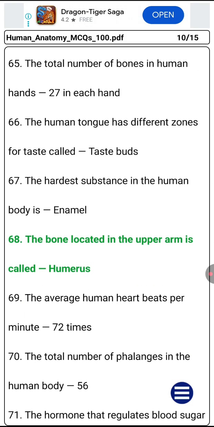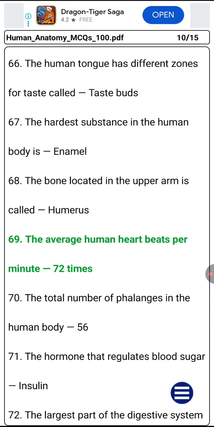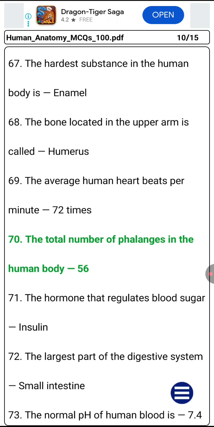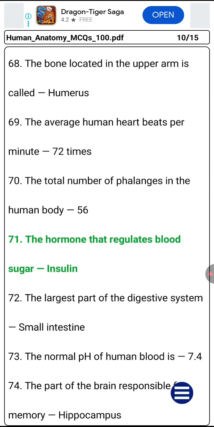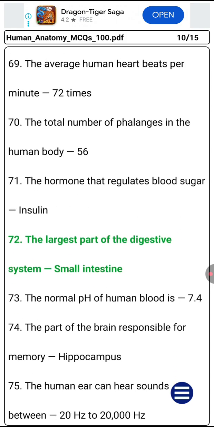68. The bone located in the upper arm is called humerus. 69. The average human heart beats per minute 72 times. 70. The total number of phalanges in the human body, 56. 71. The hormone that regulates blood sugar, insulin. 72. The largest part of the digestive system, small intestine.